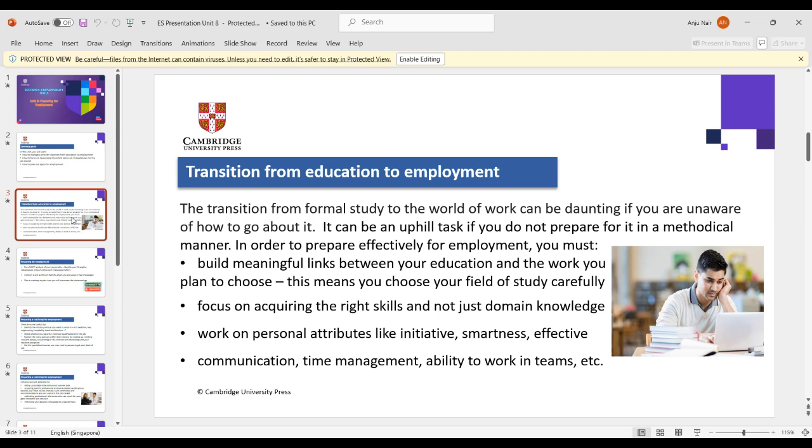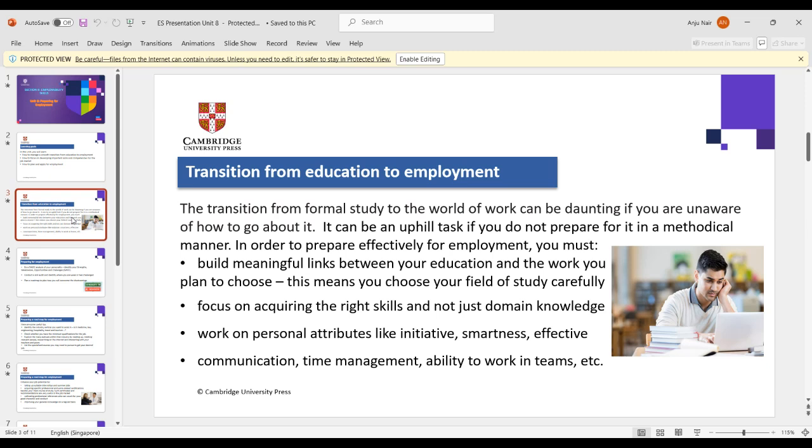Then what are the skills required? So apart from the subject knowledge or domain knowledge, what skills need to be acquired? That is what I told you in a nutshell. Then what are the personal attributes?